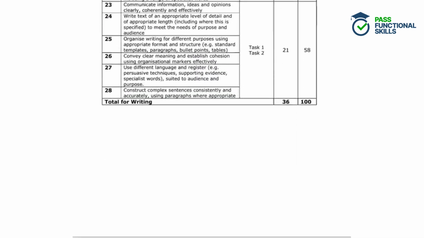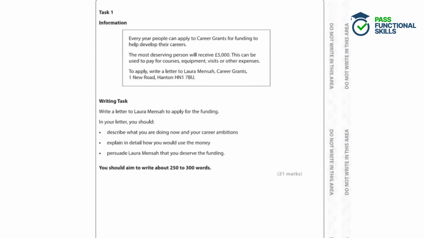So let's have a look at the first question. Task 1. Every year, people can apply to career grants for funding to help develop their careers. The most deserving person will receive £5,000. This can be used to pay for courses, equipment, visits, or other expenses. To apply, write a letter to Laura Mensa, Career Grants, 1 New Road, Hanton, HN1 7BU.